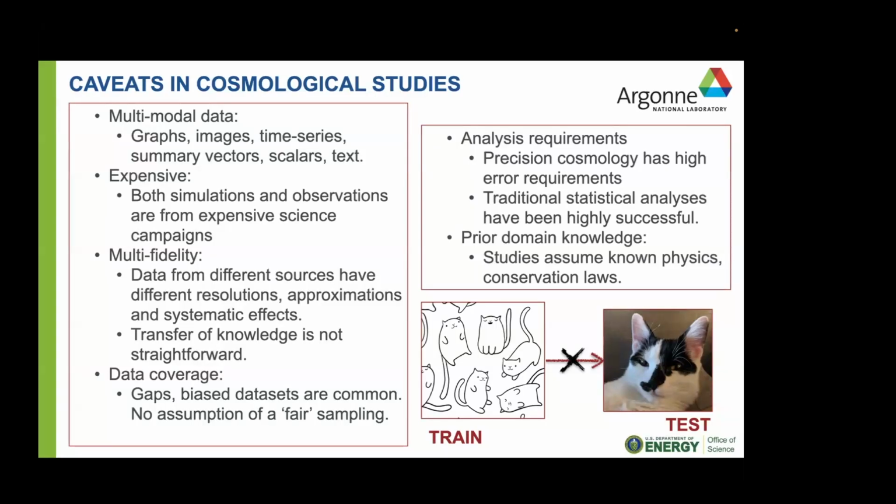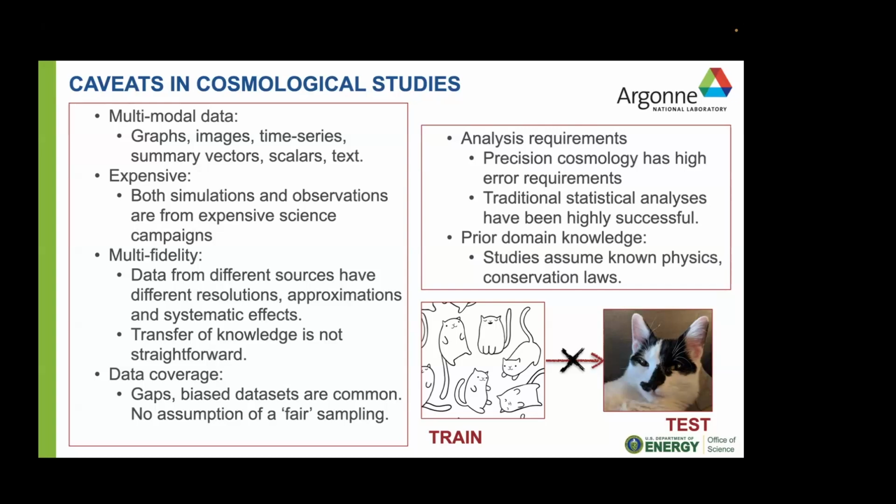Another important caveat is that, unlike some of the data sets that you may have seen, like the CIFAR-10 data set, which is basically taken from the internet, or something captured from a camera, cosmological data sets tend to be extremely expensive because the telescopes are worth billions of dollars. The simulations are run on large supercomputers, and they're very expensive. Essentially, all these things come from very expensive science campaigns.